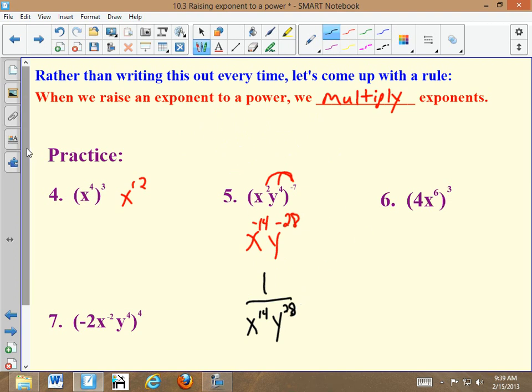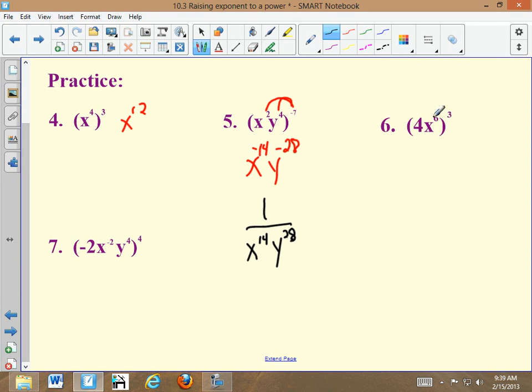All right, let's go to number 6. Number 6 is beautiful. You have to multiply all the exponents, even the ones you can't see. 4 is raised to a power.